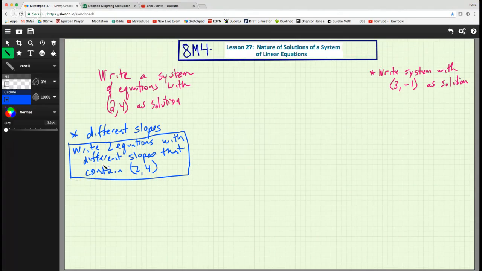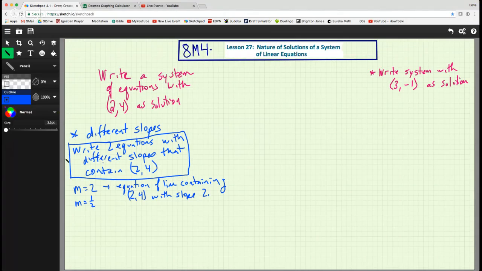Because if I tell you the slopes, so let's make up 2 slopes. Let's make up a slope of 2 and a slope of a half. So now you have to write an equation of a line containing 2, 4 with slope 2. You know how to do this. This is from lessons past. So how do we do it?